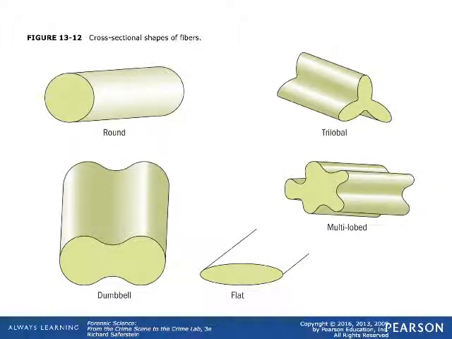Okay, so here are cross-sectional shapes of fibers. They could be round, they could be flat, they could be multi-lobed, which kind of looks like a star, or Patrick Starfish, right, on SpongeBob. They could be trilobal, so almost like a triangle, or shaped like a dumbbell. People spend lots of time looking at wools and all sorts of different natural fibers to compare them. So there are definitely experts in fiber shapes.